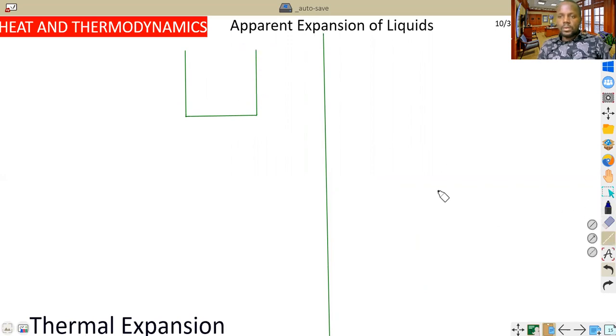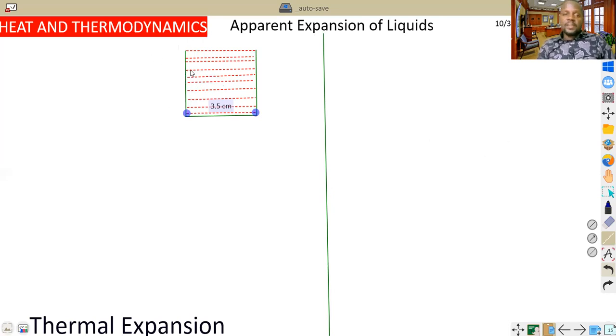So if we have water inside the container, let's say this is the water, and the water is filled up to the brim, just for illustration's sake and understanding's sake of apparent expansion. So if this is filled to the brim, as you can see, now there is liquid inside this container. Liquid expansion: we talk about volume expansion, expansivity.